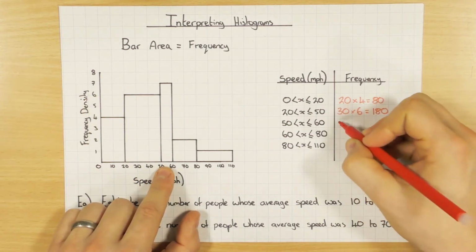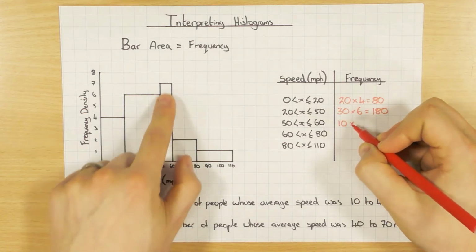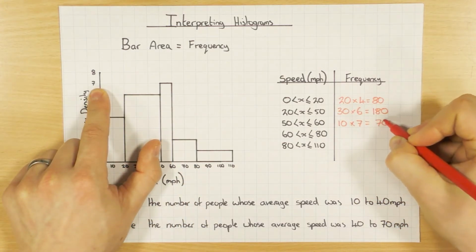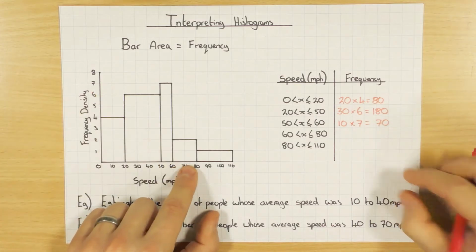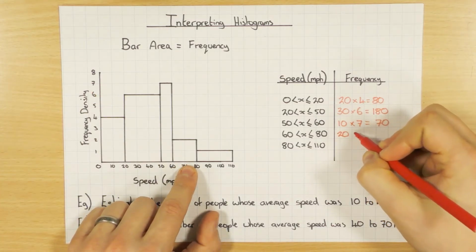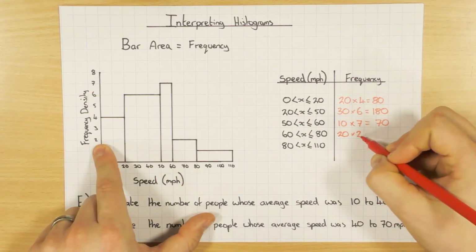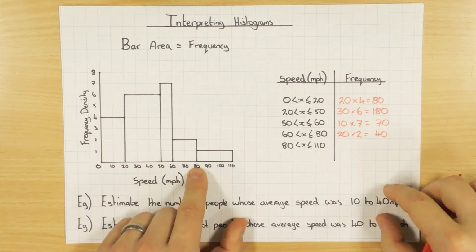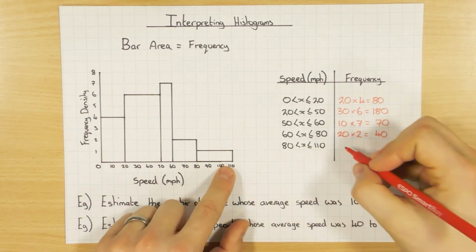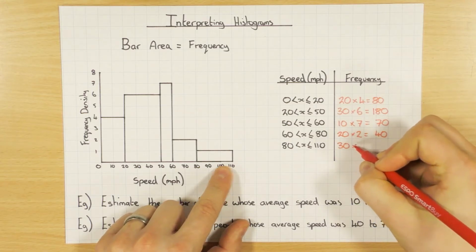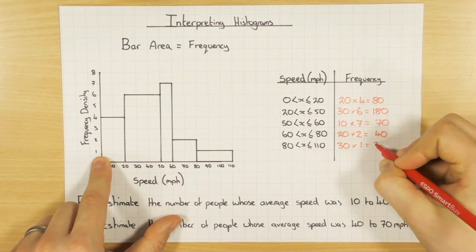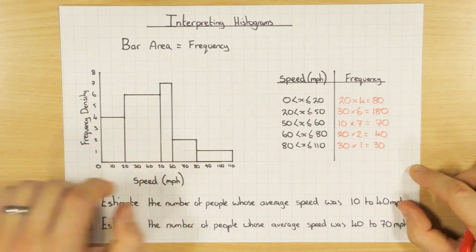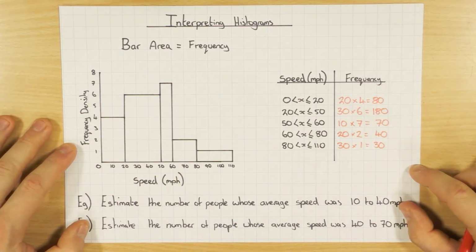Next one, the class width is 10. Times that by the height, which is 7. So we have 70. Next one here, class width is 20. Times that by the height, which is 2. So the frequency there is 40. And the last one, the class width there is 30. Times that by the height, which is 1, which gives you 30. So to work out the frequencies, all you do is just work out the area of each bar.